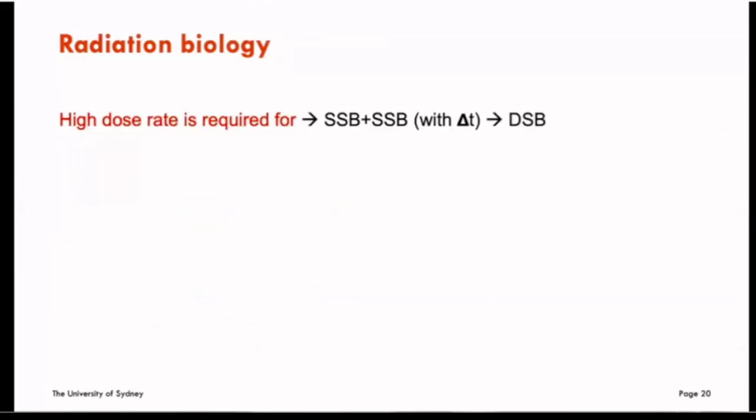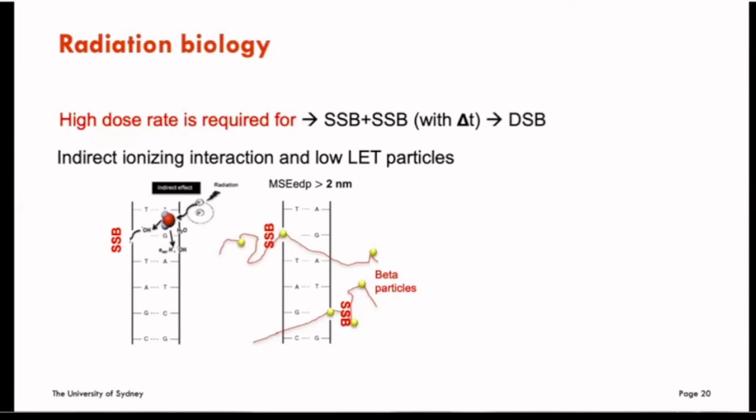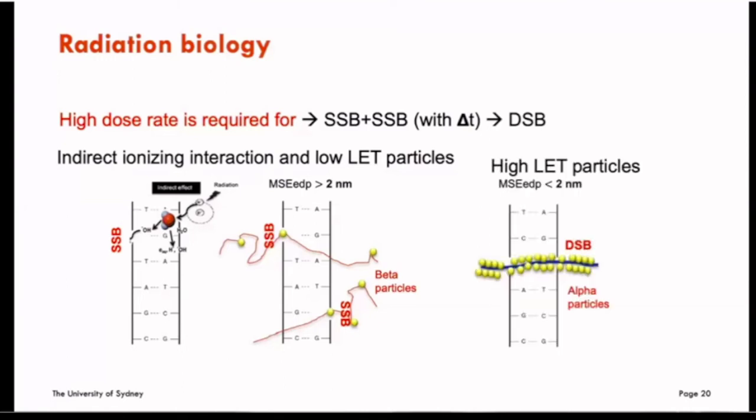As I mentioned, for low LET particles or indirectly ionizing radiation, since the mean separation between energy deposition events is less than 2 nanometers, which is larger than the DNA helix diameter, if they traverse the DNA molecule, they most probably cause a single strand break or sublethal damage, which is repairable. So to cause a lethal double strand DNA break, two SSBs or single strand breaks are required to happen within a time period which is shorter than the DNA repair half-life.